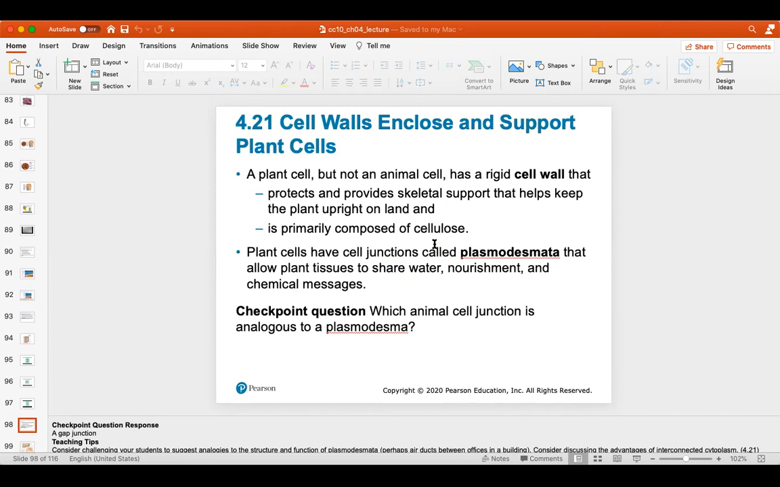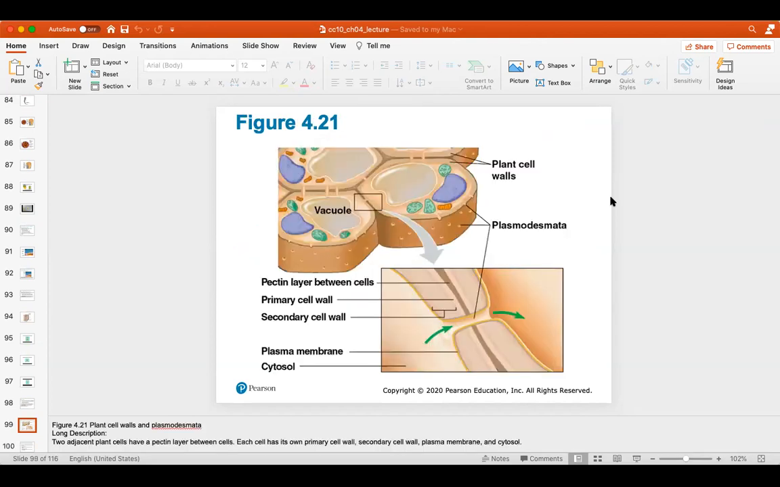Cell walls then enclose and support plant cells. A plant cell, but not an animal cell, has a rigid cell wall, and that's one of the main differences. The cell wall protects and provides skeletal support that helps keep the plant upright on land and is primarily composed of cellulose. Plant cells have cell junctions called plasmodesmata that will allow plant tissues to share water, nourishment, and chemical messengers. So here's a look at plant cell wall. You can see here how it does kind of have junctions between the two to allow things to pass through them.